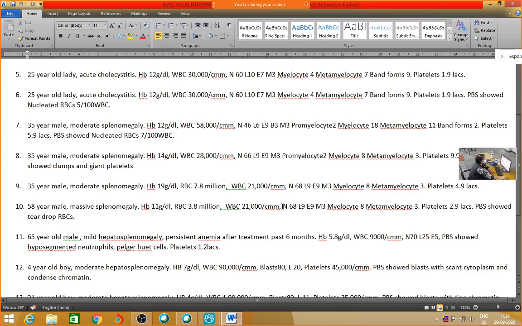There is shift to left, but you can see the shift to left in chronic myeloid leukemia. Promyelocytes, more mature cells are there, and myelocytes are 18%. But look at what I have done in essential thrombocythemia, the promyelocytes are 2%, but myelocytes are 8%. In this case also, the myelocyte and metamyelocyte are lesser than the CML. Okay, so this is important for you to notice here.